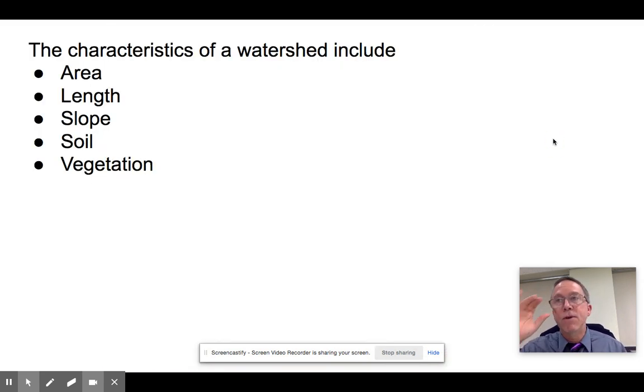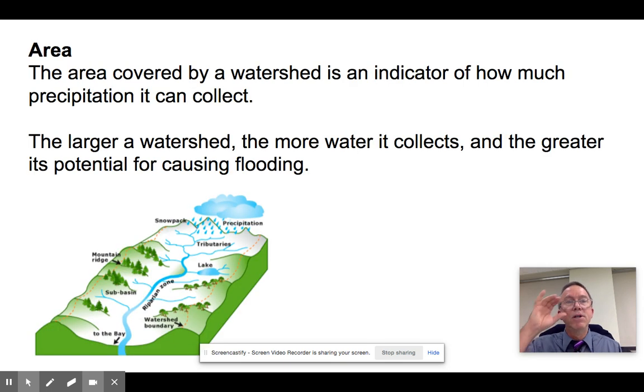So the characteristics of a watershed include the following: the area that it has, the length of it, which is obviously related to area, the slope of it, so how much change is there in topography, the type of soil that's present in it, and also the type of vegetation that's present. All of these are going to affect the characteristic of a watershed. So let's start with area.